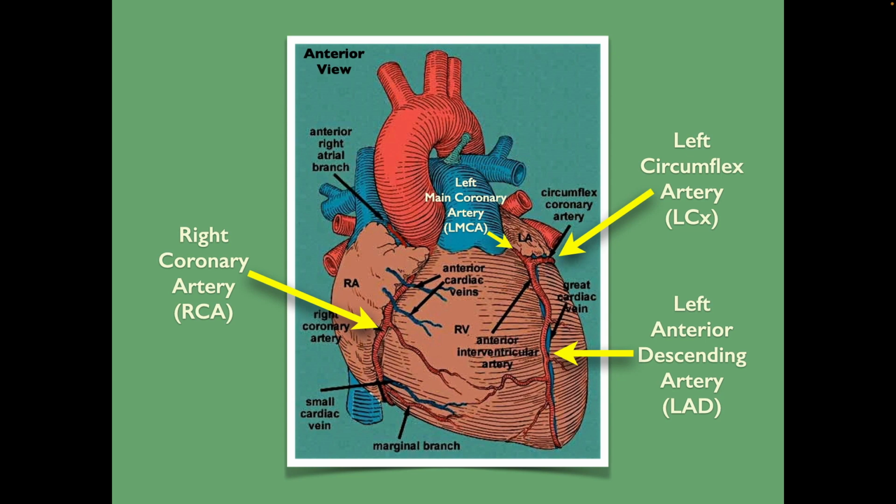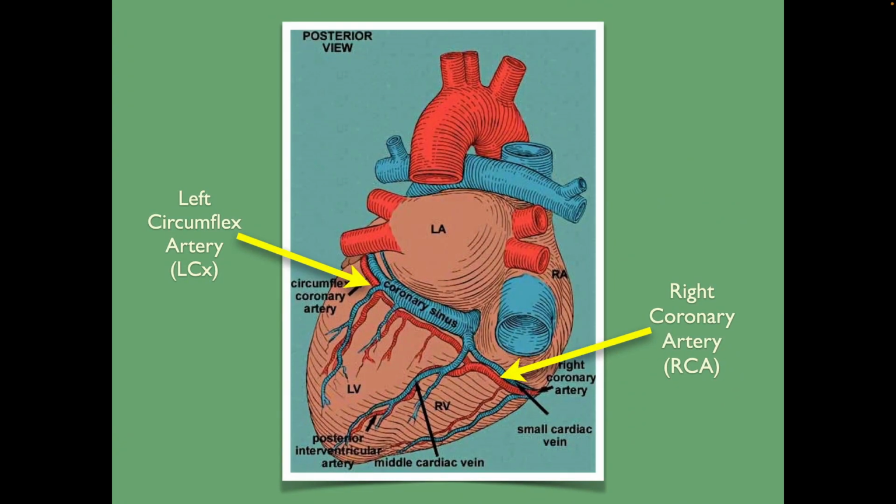Now, if we look at the back of the heart, here's the left circumflex, which started on the other side. It was the initial bifurcation of the left main. It comes around, it's this here, and it drops down to the bottom of the heart. So the left circumflex feeds the posterior and the inferior walls of the heart. The right coronary does the same thing, but from the other side. It circles around and it drops to the bottom.